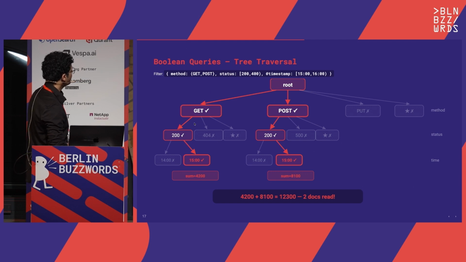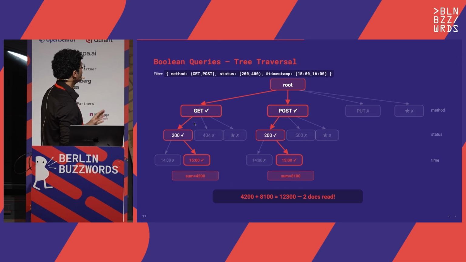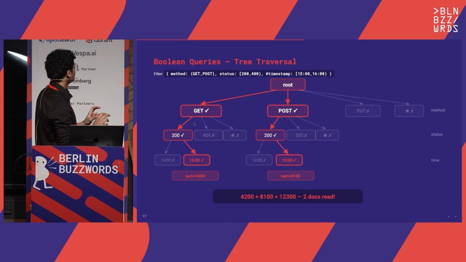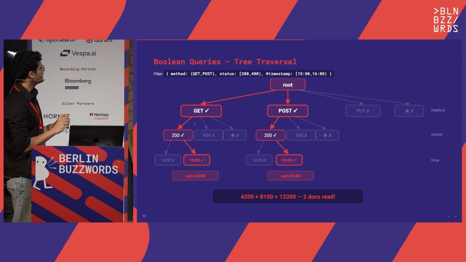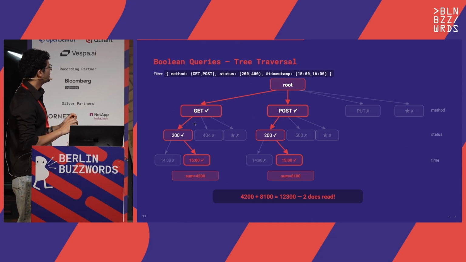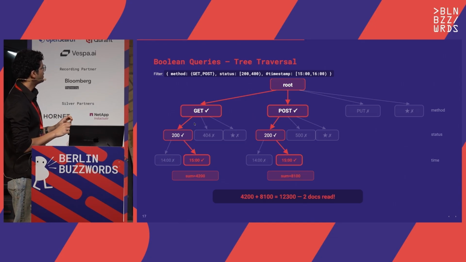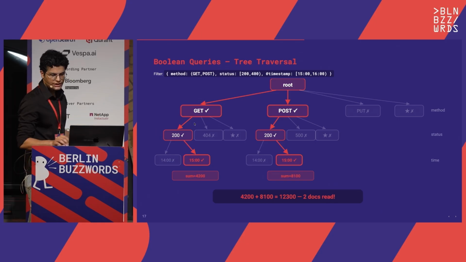So even if there would have been millions of matching documents, we could answer this particular query by just reading two reduced star tree documents. In the first reduced star tree document, we have a sum of 4200. In the second, we have a sum of 8100. And 4200 plus 8100 would be 12,300. In just two docs read, we can answer this whole query.